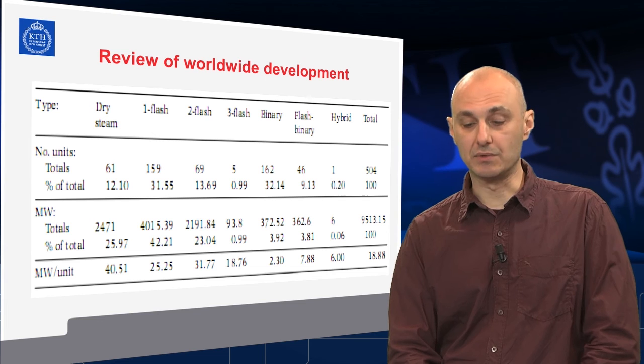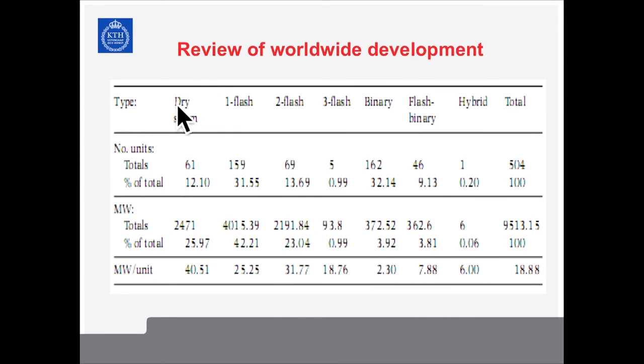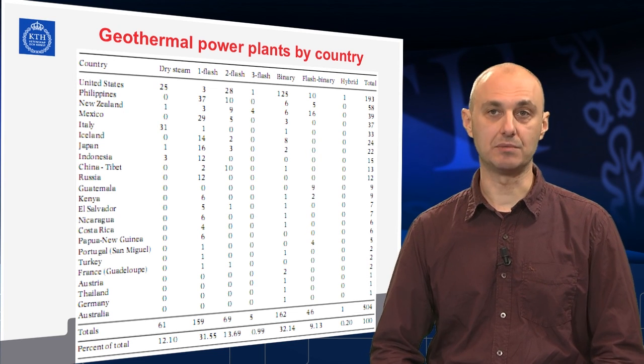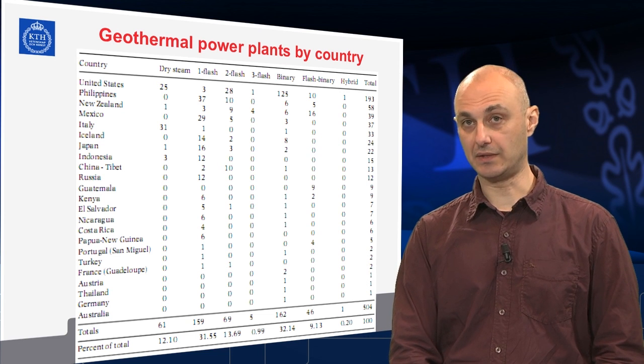A very short review now on worldwide development. This is a nice comparison of the available number of plants worldwide and their total power output. There are many, even if limited in location, dry steam power plants. There are many more single flash and double flash systems generating the main share of power production based on geothermal sources. Many also binary plants, though generating only a small fraction of the total power. Any hybrids or integrated systems are also possible and should be encouraged. Quick review now of the geothermal power plants around the world. You can look at that figure on your own.